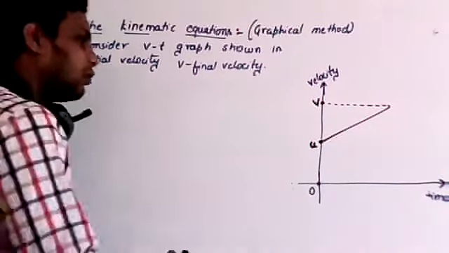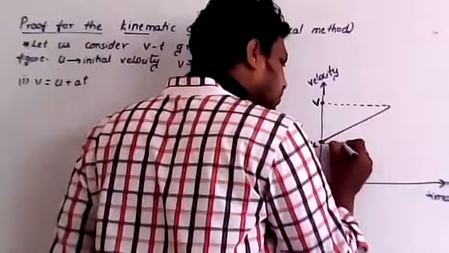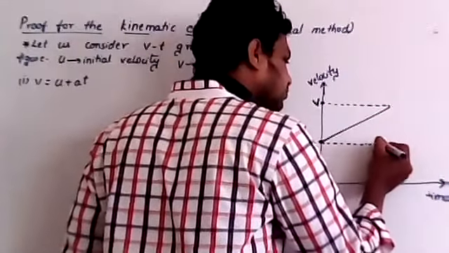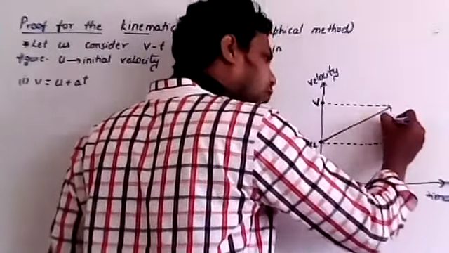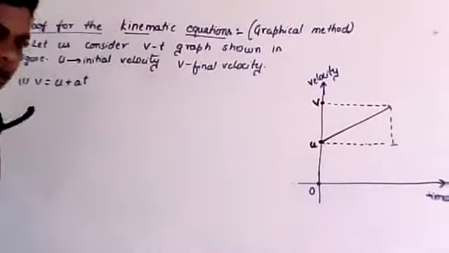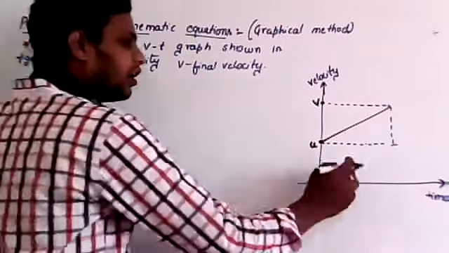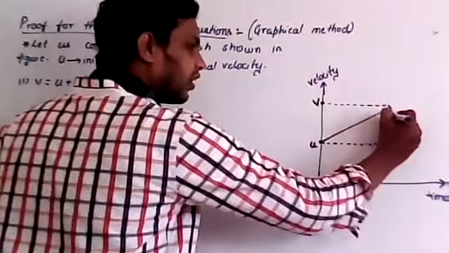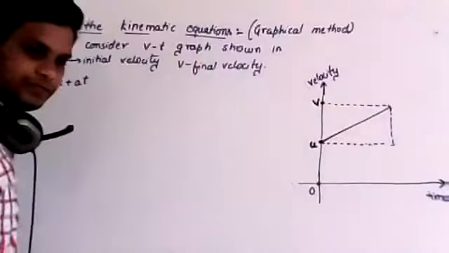Now remember, I will draw one line like this, and I will draw one more projection like this. Then it looks like a triangle. In this triangle, could you tell me what is this side?